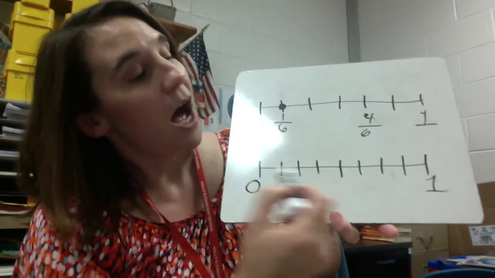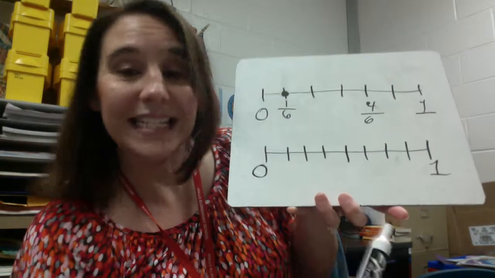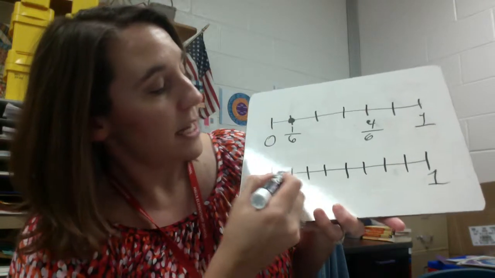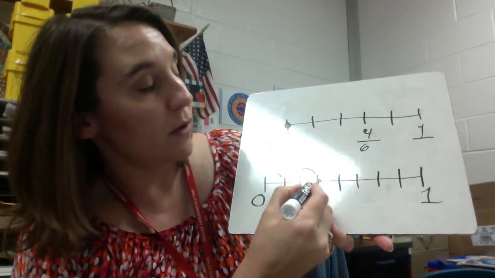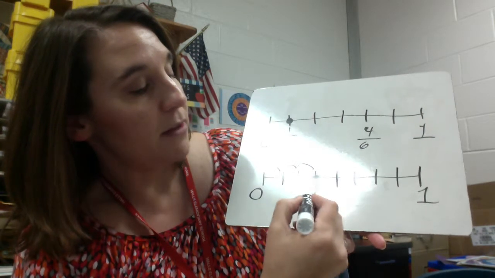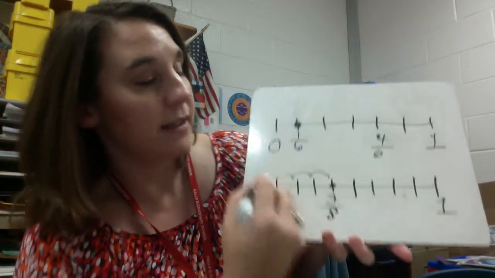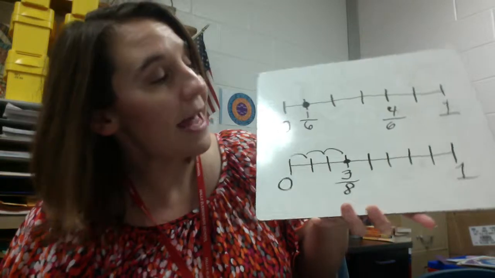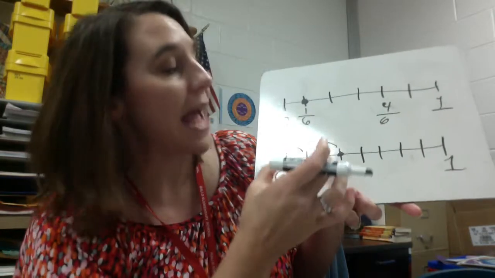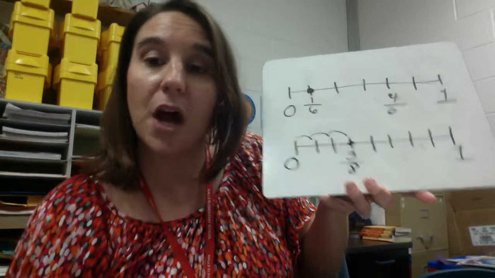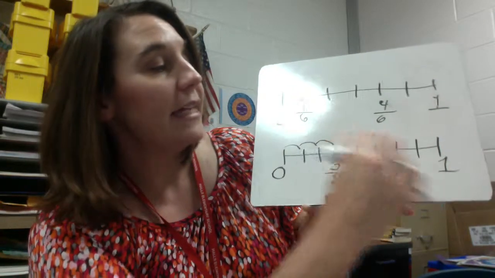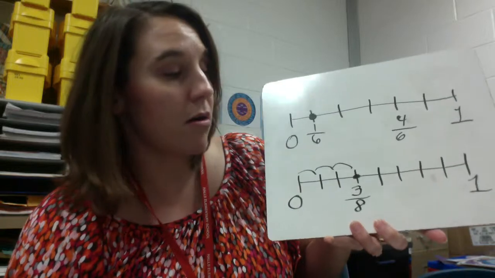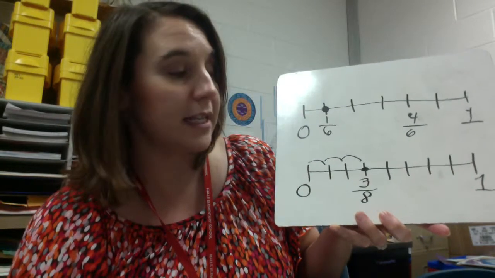This whole is 8 equivalent sections. So there's 1/8, 2/8, 3/8. So this point right here would be 3/8 because I'm repeating 8. You have to see how many equal sections the whole is broken into to determine that denominator and know where your parts are, or know what your fraction is.